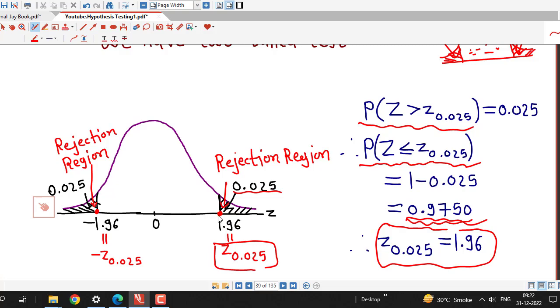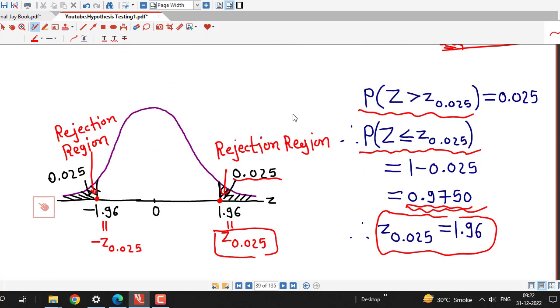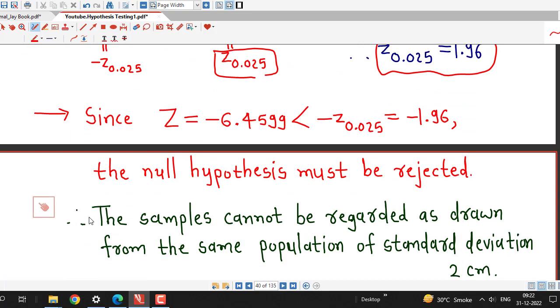We have two critical values, minus 1.96 and 1.96, and calculated value of Z is minus 6.4599. So that is bigger than this value, smaller than this value. It can be somewhere here, minus 6 point something. So we can see it is in the rejection region. Calculated value of Z is less than minus Z alpha by 2, which is minus 1.96. So therefore we are in the rejection region. That means we reject the null hypothesis.